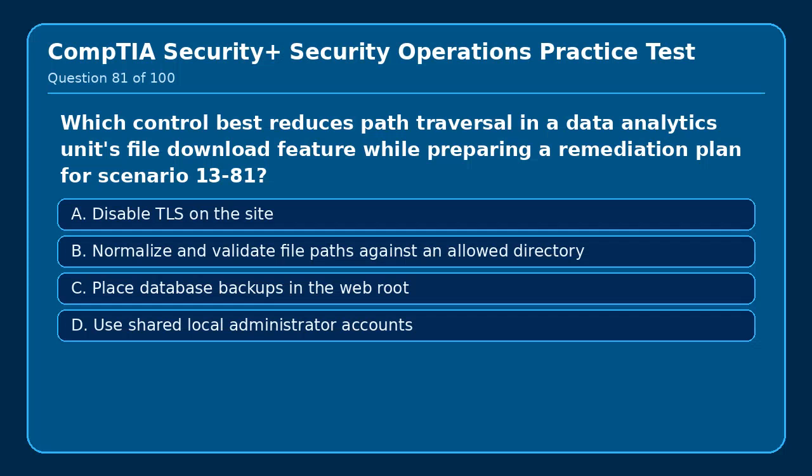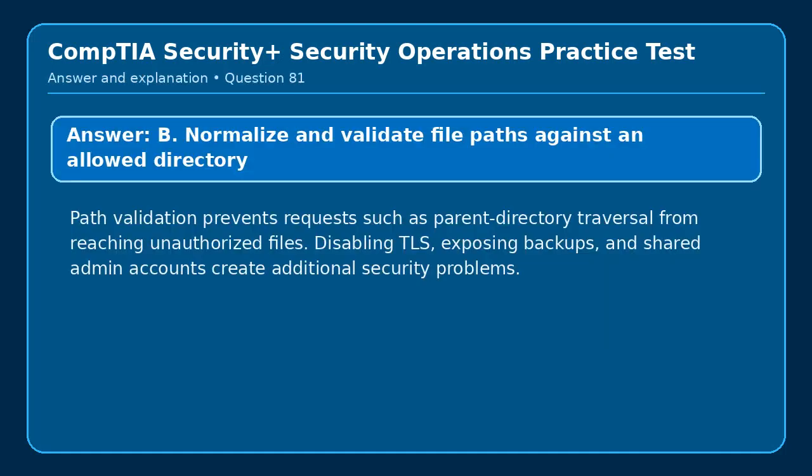The answer is A. Use DDoS scrubbing or CDN-based protection. DDoS protection absorbs or filters large attack traffic before it reaches the origin service. Weakening administration and exposing credentials or backups increases risk without addressing traffic volume.